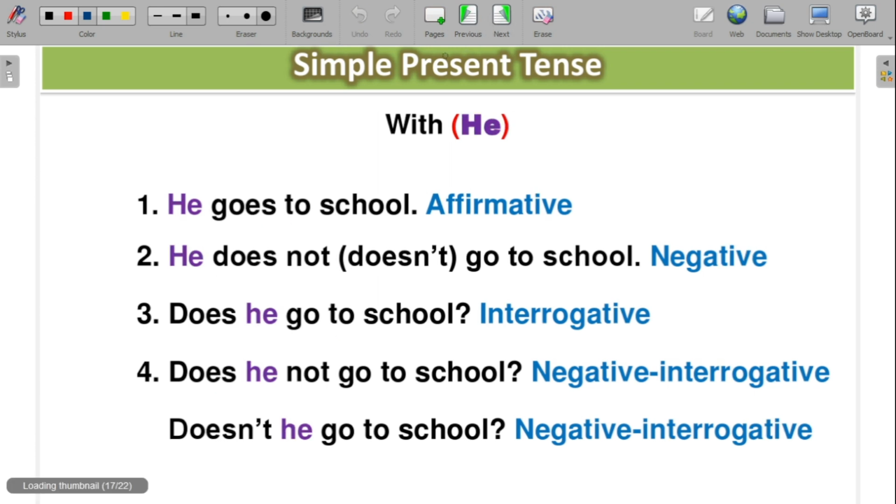Okay. Next with he. He goes to school. See, here "es" comes. Why? Because he is third person singular, and the sentence is in simple present tense. He goes to school. He does not or doesn't go to school. Does he go to school? Does he not go to school? Doesn't he go to school?